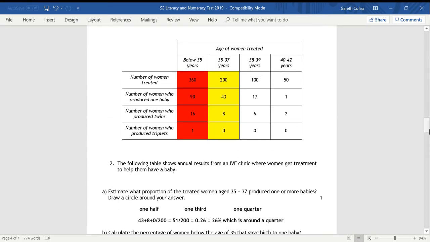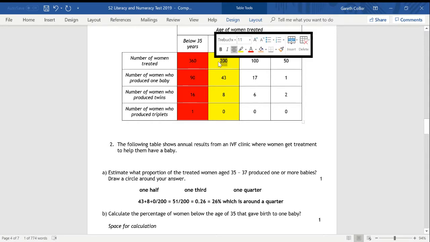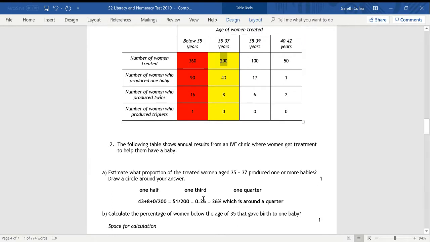I've colour-coded the table for the next question. So estimate what proportion of the treated women in the 35 to 37, so that's the yellow column, produced 1 or more babies. So 43 plus 8 plus 0 gives you 51. Out of the total 200 women, that is 0.26 as a proportion, so about 26%. So none of these are exactly right, because that'd be 50%, 33.3 recurring percent, and 25%, but 1/4 is the closest, so that's the correct answer.